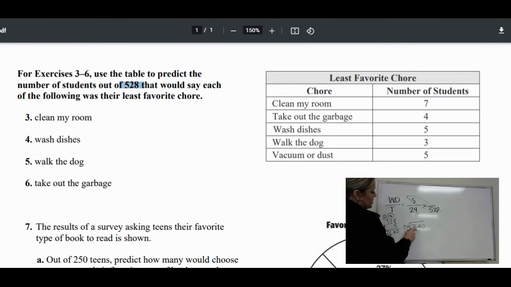24 goes into 26 one time. 6 minus 4 is 2. Ooh, 24 goes into 24 one time. And we have 0. So 110 students would most likely stay if we're making predictions that that is their least favorite chore. 110 and 10. All right, and that's less than 156. All right, okay. Good job, guys.